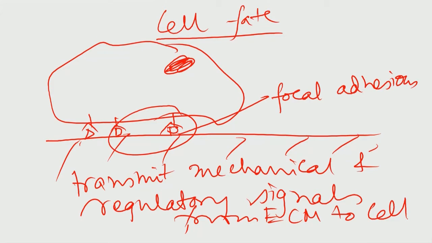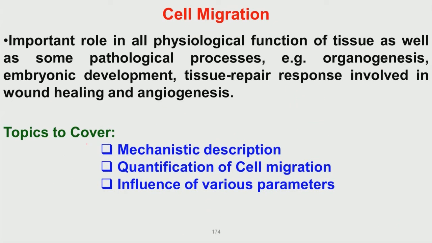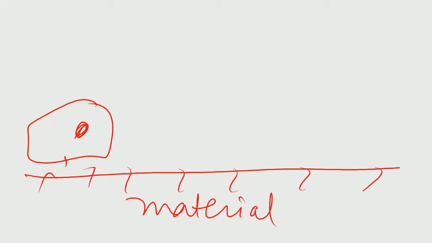Another thing is that this material substrate has a certain elastic stiffness. So, this elastic stiffness can act as a mechanical cue. Depending on the mechanical stiffness of the material, this eukaryotic cell would want to do several things, which I will try to explain in this slide. So, this is a small eukaryotic cell, and you have these focal adhesions.